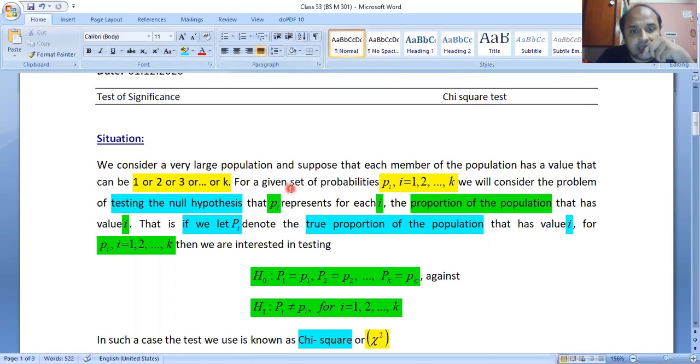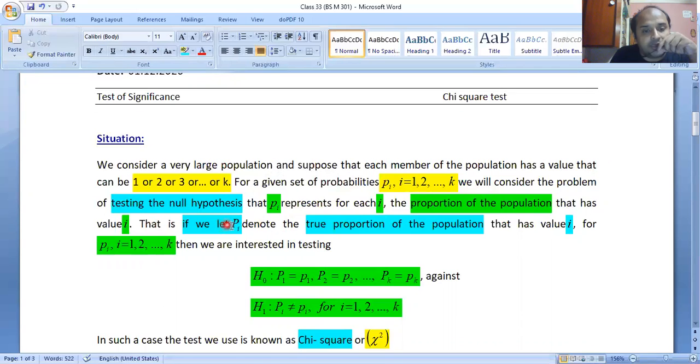We actually consider a very large population, and from this population we want to select a sample and we want to test one of the characteristics of this sample in the following way. The population which I have selected is very large, and it is such that each member of the population has a value that can be 1, 2, 3 or k. So actually we are dividing the entire population into k different subparts. Now for a given set of probabilities pi, where i goes from 1 up to k, we will consider the problem of testing the hypothesis that these pi's represent the proportion of the population for each value i.